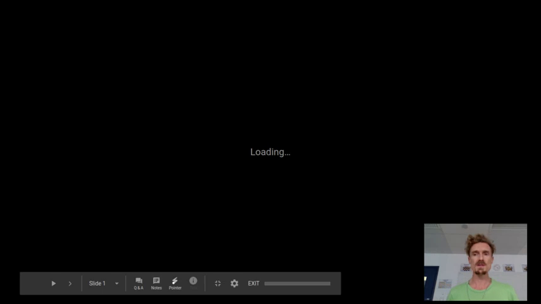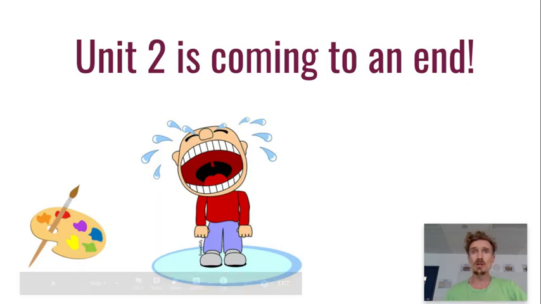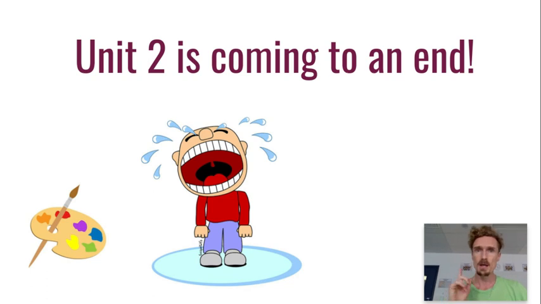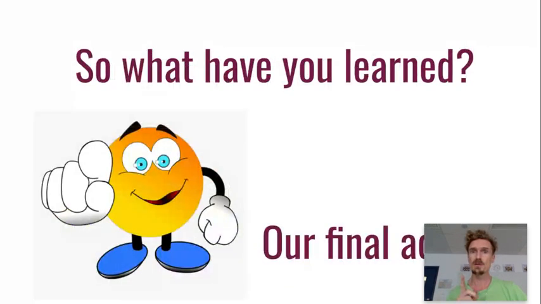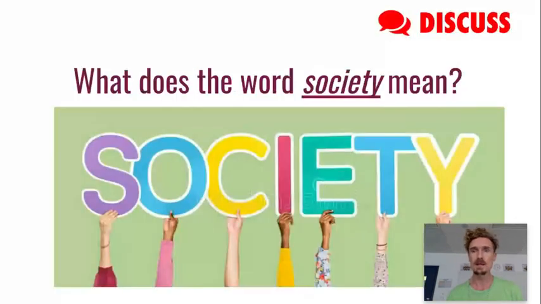Unit 2 is coming to an end. Don't cry, children. Unit 3 will be just as fun. But before we leave Unit 2, we want to know what have you learned? Our final activity. The central idea, the big idea of this unit is aspects of society can be represented through the arts. What does that mean?